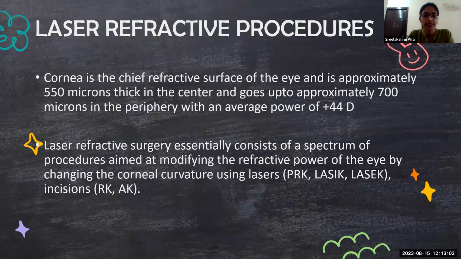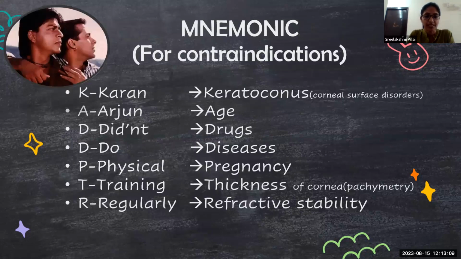My topic is contraindications of these laser refractive surgeries, and I've tried to incorporate a small mnemonic for easy memorization of the same. Karan Arjun did not do physical training regularly. Coming to the full form of each of these: K for keratoconus or corneal surface disorders, A for age, drugs, diseases, pregnancy, thickness of the cornea, that is pachymetry, and refractive stability.